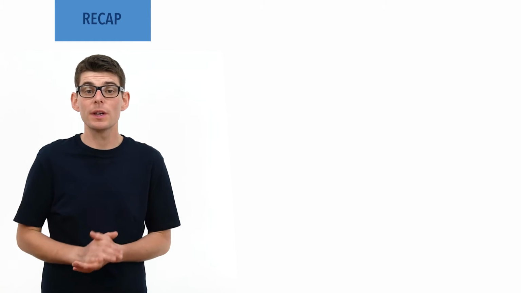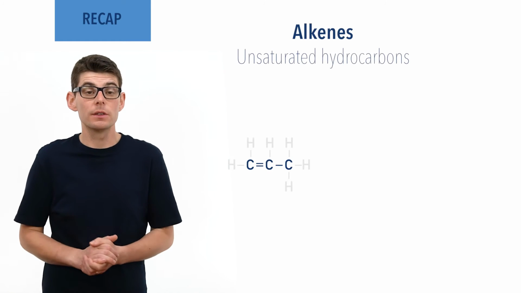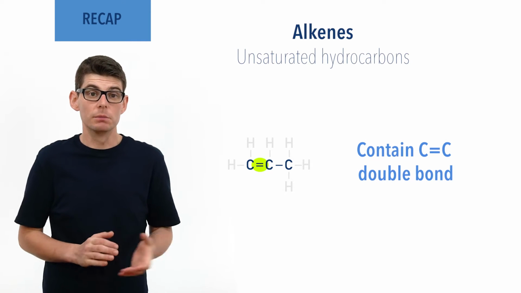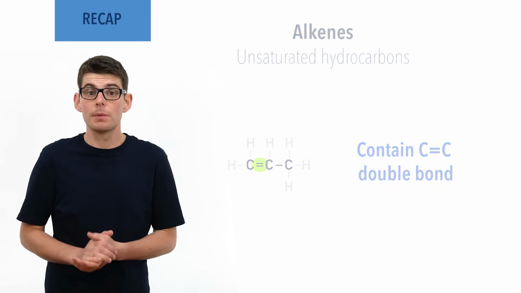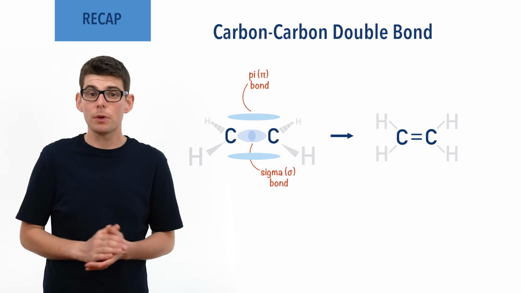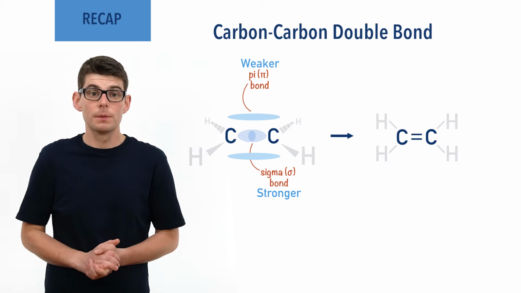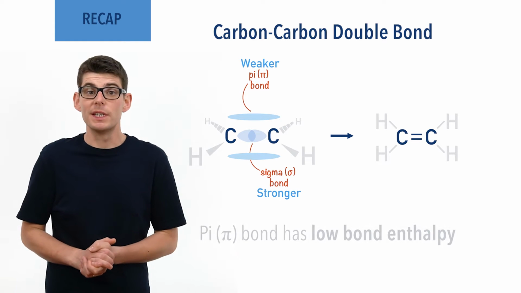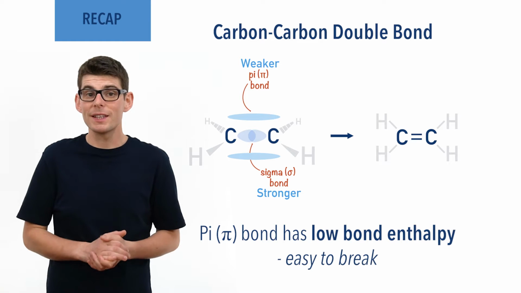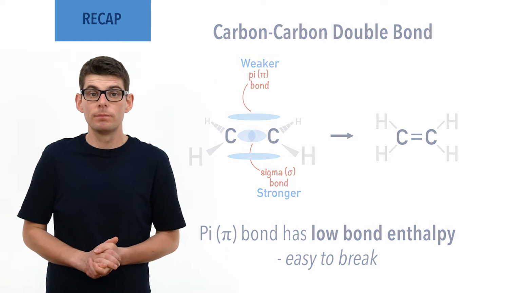Before we talk in detail about the reaction, there are a few essential ideas you need to be comfortable with. Alkenes are unsaturated hydrocarbons that have a carbon-carbon double bond in their carbon chain. The carbon-carbon double bond is made up of a sigma bond and pi bond, with the pi bond being weaker than the sigma bond. This weaker pi bond is quite easy to break, as it has a low bond enthalpy, and this gives alkenes a relatively high reactivity.